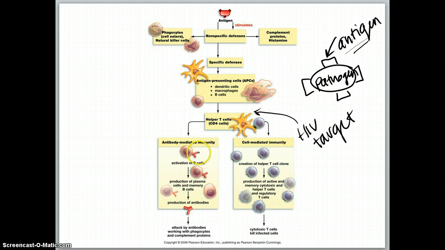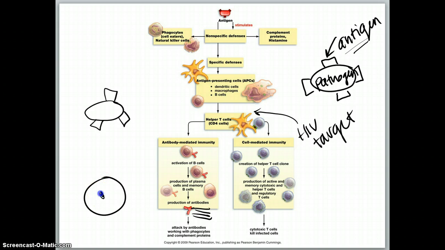So with antibody-mediated immunity, those cells are going to produce antibodies, okay? And these antibodies are going to float through your lymphatic system, through your bloodstream, and those antibodies are going to bind to the pathogen. So this is the pathogen right here, with those antigens on its surface. These B cells are going to produce free-floating antibodies that'll bind to that antigen.